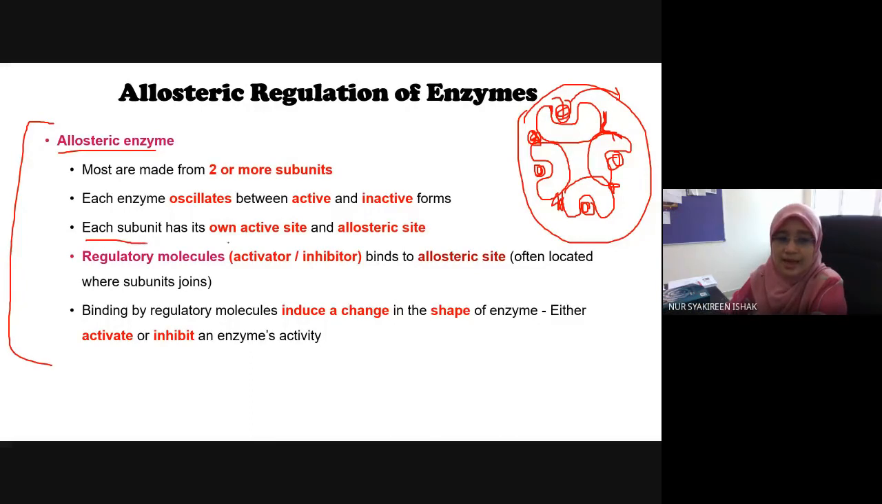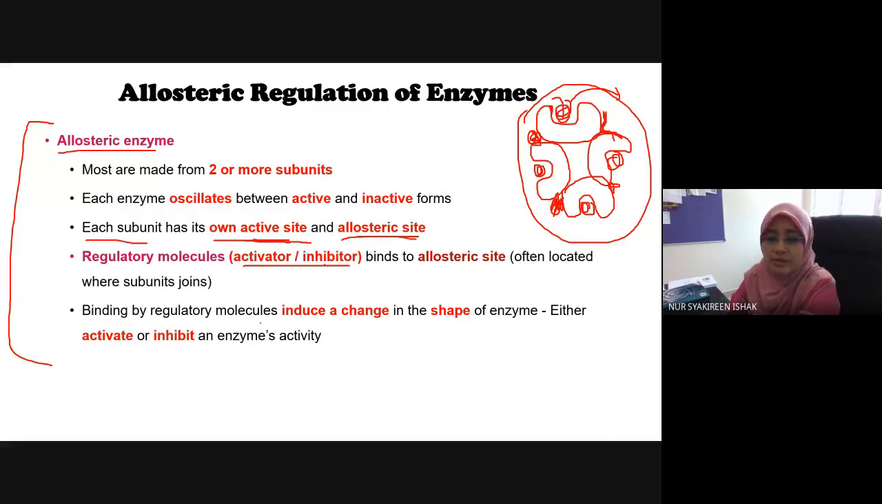So each subunit has its own active site and also allosteric site. Active site is where the substrate binds to. Allosteric site is where the regulatory molecule will bind to. The regulatory molecule can be an activator or inhibitor that binds to the allosteric site. So the allosteric site is where the subunits meet, the joint or the location where the subunits meet. This becomes the allosteric site, the site for the activator or inhibitor to bind to.